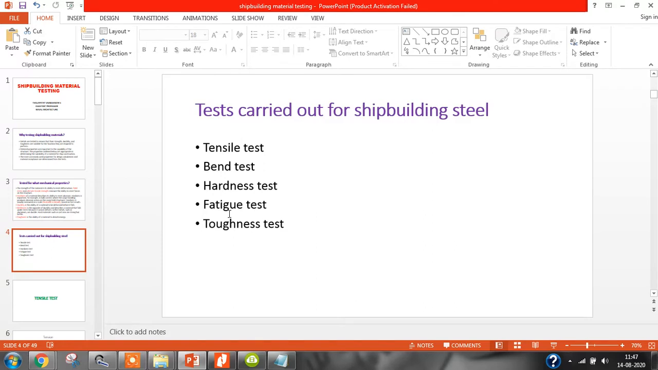And for finding the number of cycles: even if the value of stress is very low, even if the stress is below the normal limit, when you are applying it for a very long time, like say the ship is operating for 20 years, 25 years, the same kind of loading is being applied for n number of cycles.